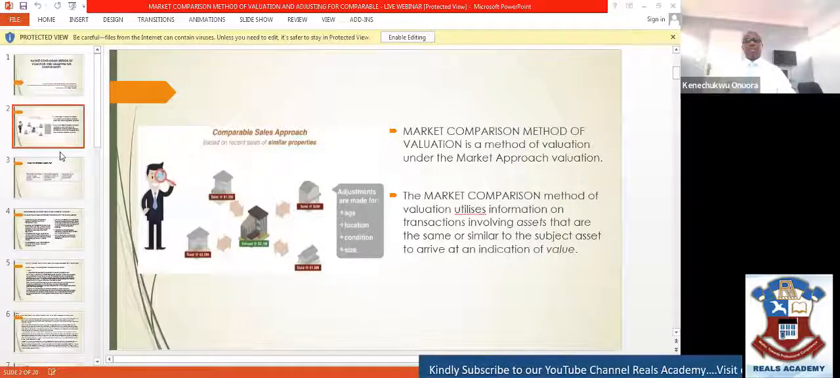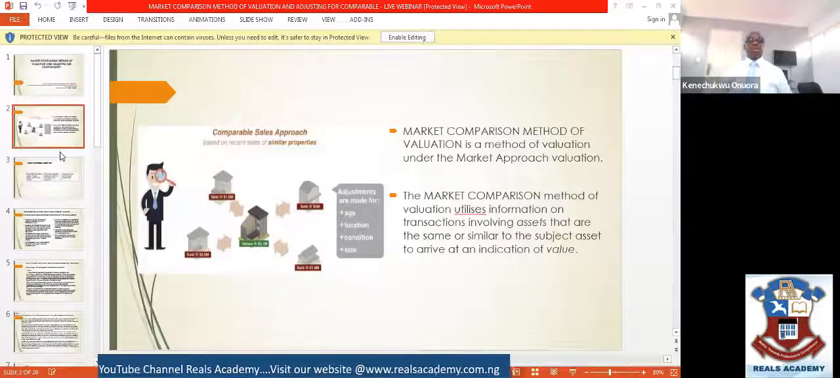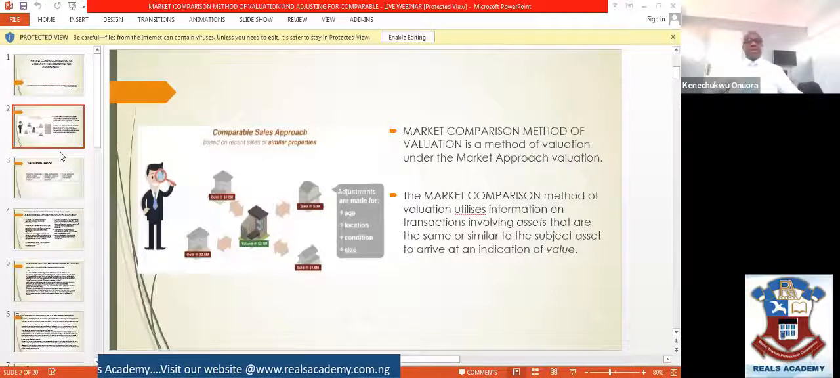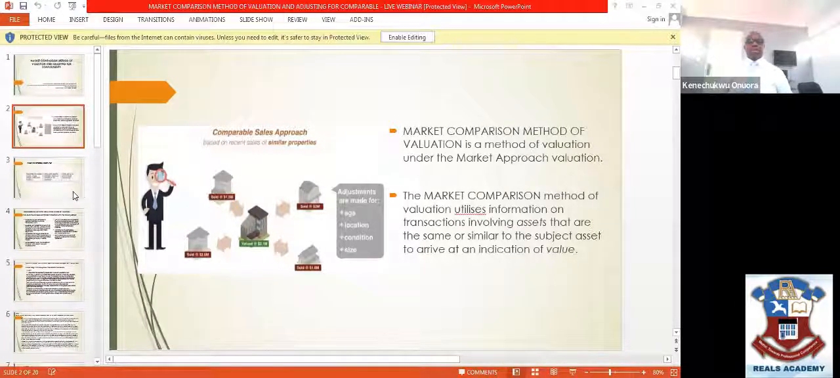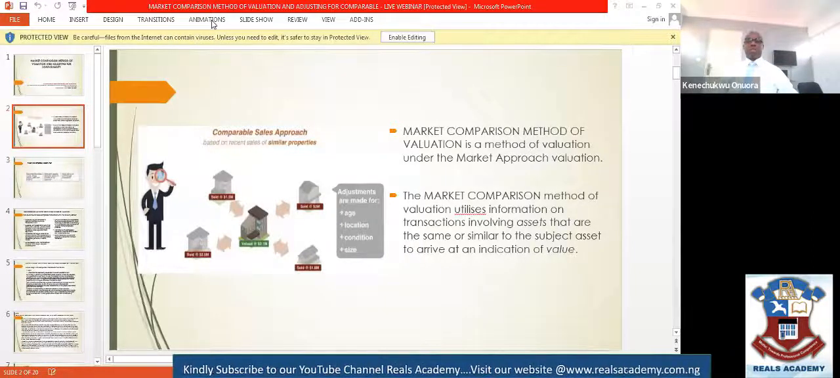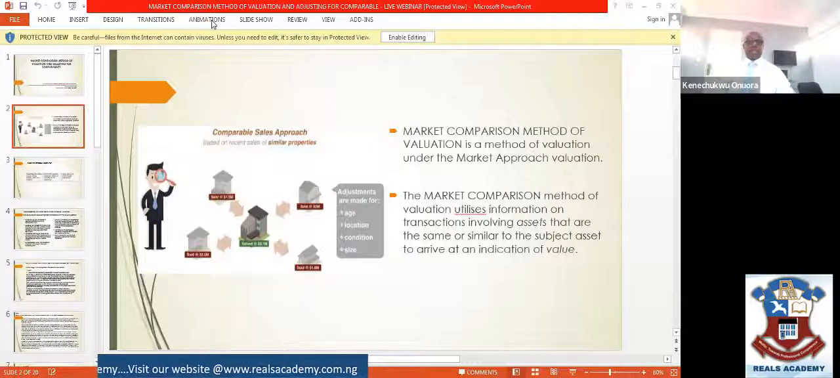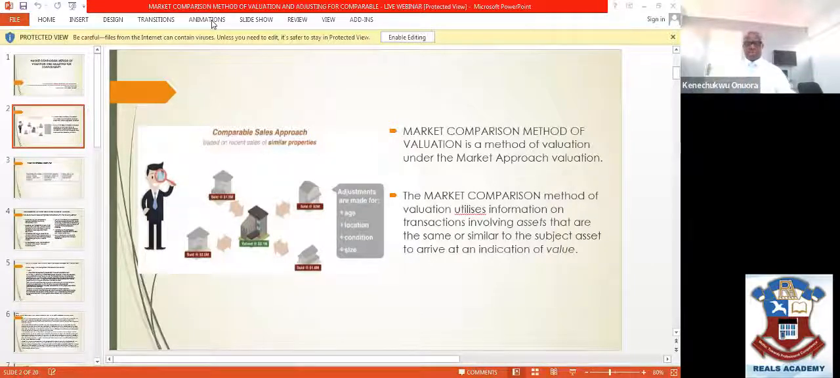So what that means is when you're using the market comparison method of valuation, you're not comparing a property, for instance, in Maitama and a property in Gariki. Even in some situations, the streets shouldn't be too far from themselves. So for you to be able to do a proper comparison, make sure the properties are similar, the time of sale is not too far away, and there is arm's length negotiation.